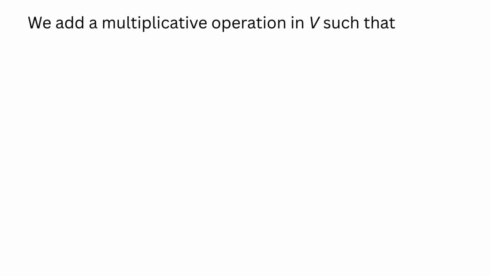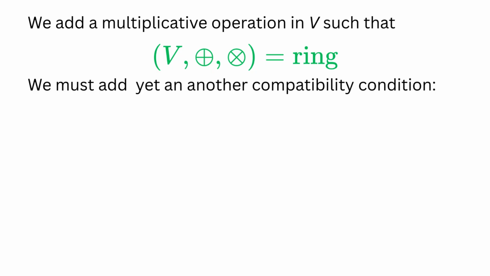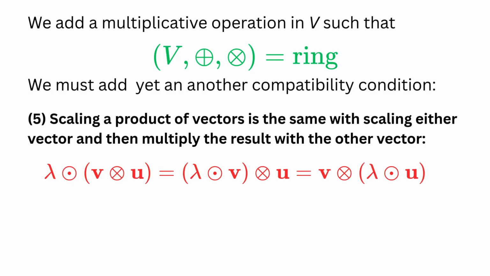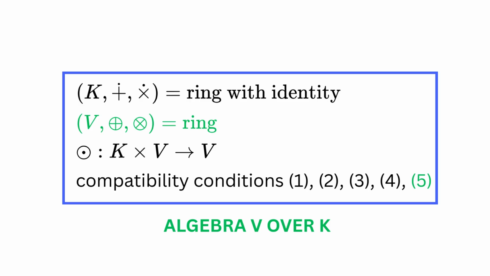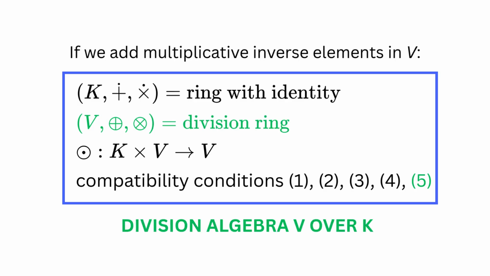We add to the set V a multiplicative operation O times, such that it becomes a ring. Furthermore, we add another compatibility condition for the new multiplicative operation. Scaling a product of vectors is the same as scaling either vector and then multiplying the result with the other vector. As previously, we can interpret the condition as a mixed associativity-commutativity for the combination of the O dot and O times operations. The resulting structure from the pairing of the two rings as described is called an algebra over K. If with the second operation the vector space becomes a division ring and not just a ring, then we call the resulting structure a division algebra.